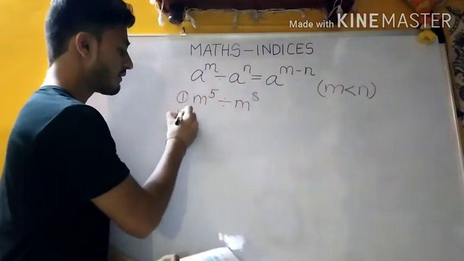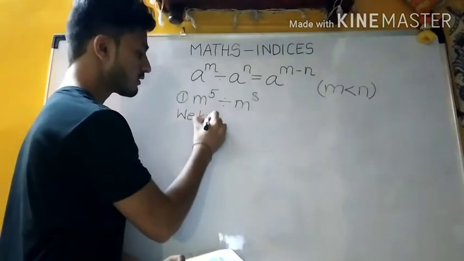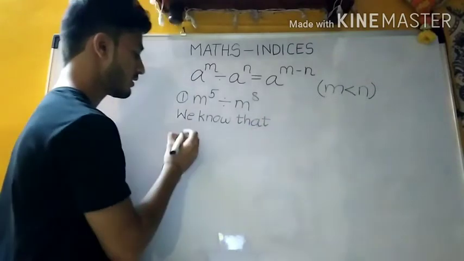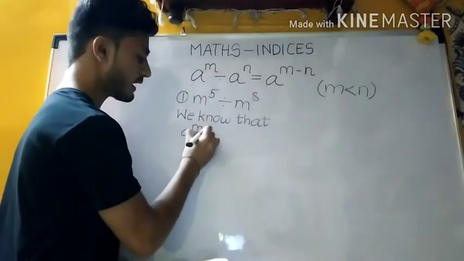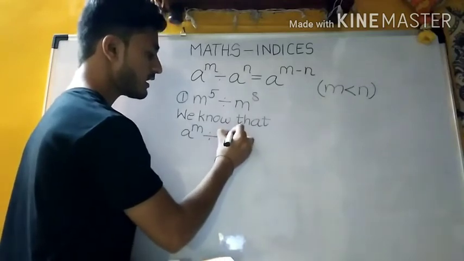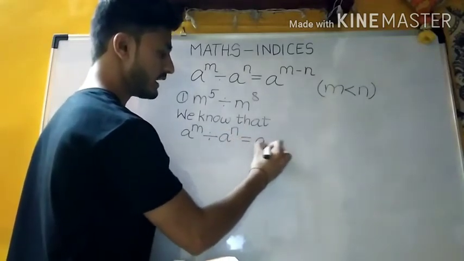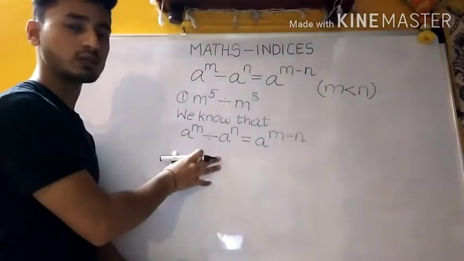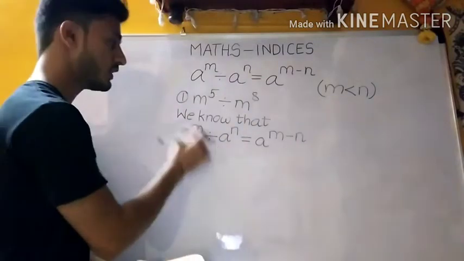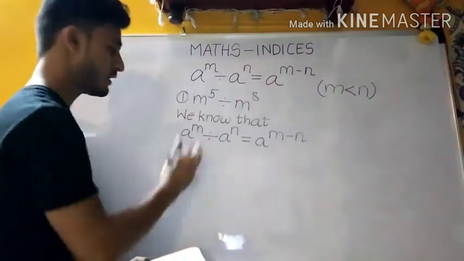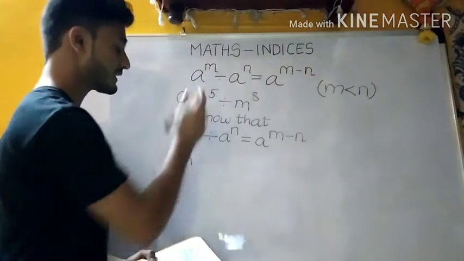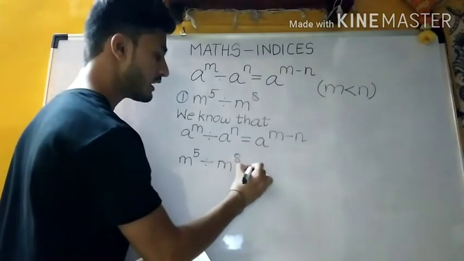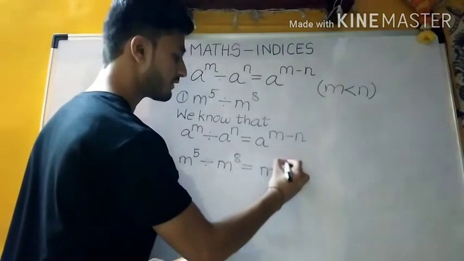So we will write, we know that a raised to the power m divided by a raised to the power n is equal to a raised to the power m minus n. Now we will convert our question in the form of formula. So now a, here it is m, so it will become m, and what is m? It is 5. So m raised to the power 5 divided by m raised to the power 8 is equal to m raised to the power 5 minus 8.